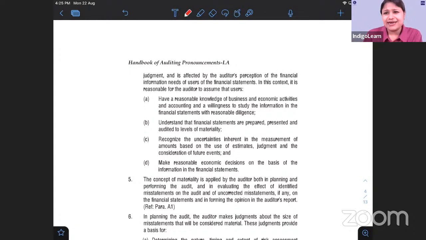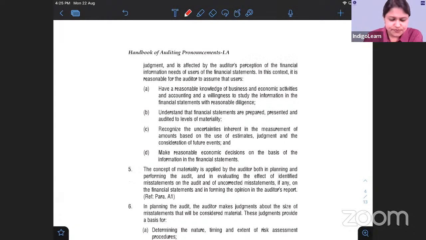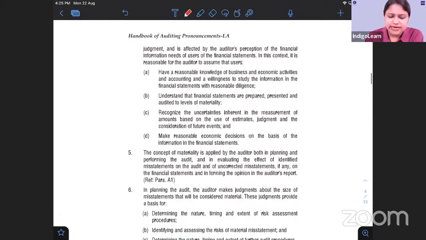That means they understand how the audit has been conducted. First, we believe that they have a reasonable knowledge of the business and the economic activities, and they understand the financial information with reasonable diligence. Reasonable diligence as in they properly understand the financial information. So they have a reasonable knowledge of the business, that is, what line of activity it is, what business they are into, what is the nature of the industry. They have a knowledge of it.